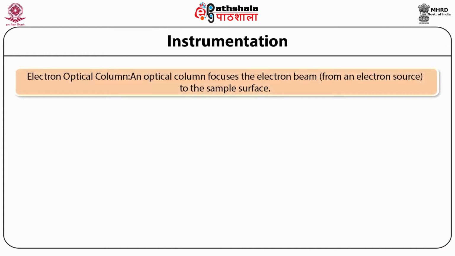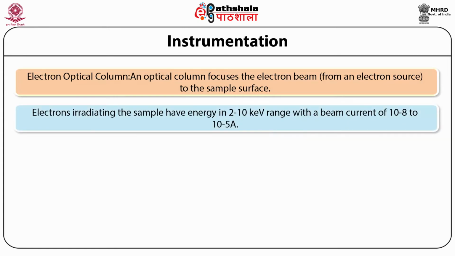Electron optical column. An optical column focuses the electron beam from an electron source to the sample surface. The electron beam must be monoenergetic, of small size, and highly bright. Electrons radiating the sample have energy in the 2 to 10 electron volt range with a beam current of 10 raised to the power minus 8 to 10 raised to the power minus 5 ampere.